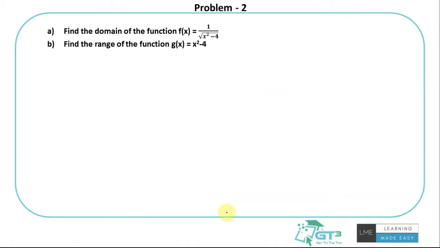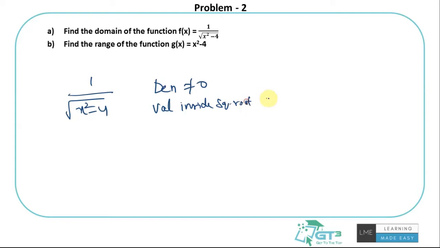Find the domain of the function f of x equals 1 by square root of x square minus 4. As I said, if you see this, immediately you should be thinking, okay, there are two problems. The denominator should not be 0, and the value inside the square root should be positive, or greater than or equal to 0 actually. These two should be your worry. Once I see a square root, the value inside the square root should be greater than or equal to 0, and the denominator should not be equal to 0.